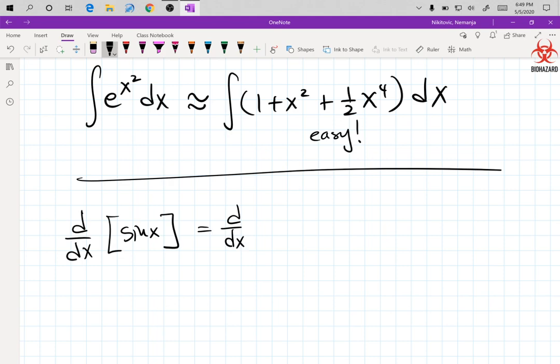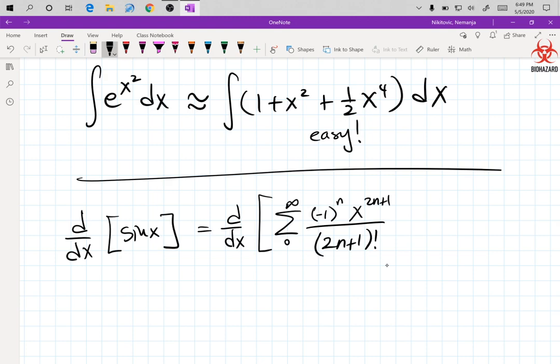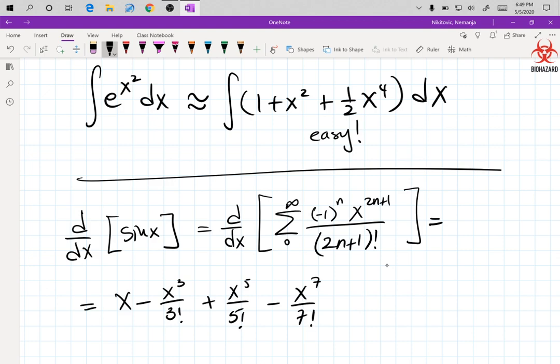The derivative of the power series, which was summation 0 to infinity, and what do we remember? It's the odd function, so all of the exponents are odd exponents, and the odd factorial over here. So that gives me what? It gives me x minus x cubed over 3 factorial plus x to the 5 over 5 factorial minus x to the 7 over 7 factorial.